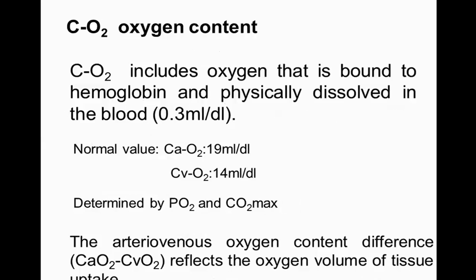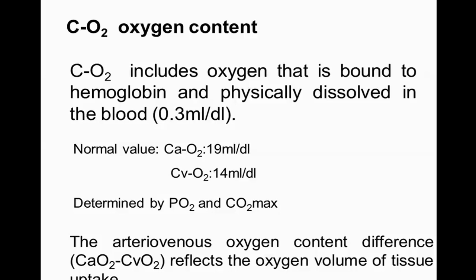This is the oxygen content, which includes, as we said before, just a revision, oxygen that is bound plus dissolved. It's normally about 20 arterial and venous about 15, and the difference is about how much? 5, which is uptaken. It's a revision. The oxygen content is determined by what? The PO2 and the CO2 max.